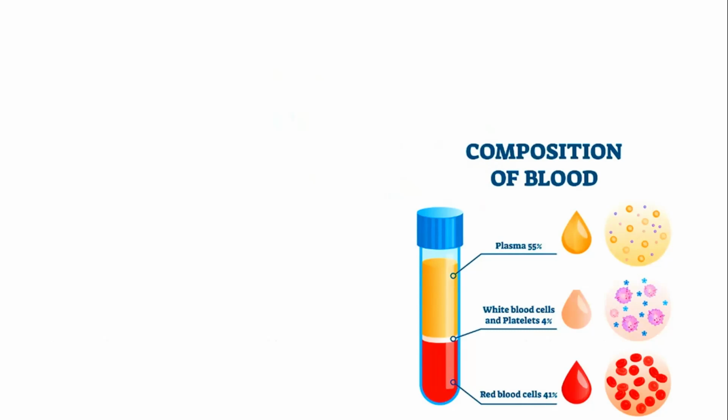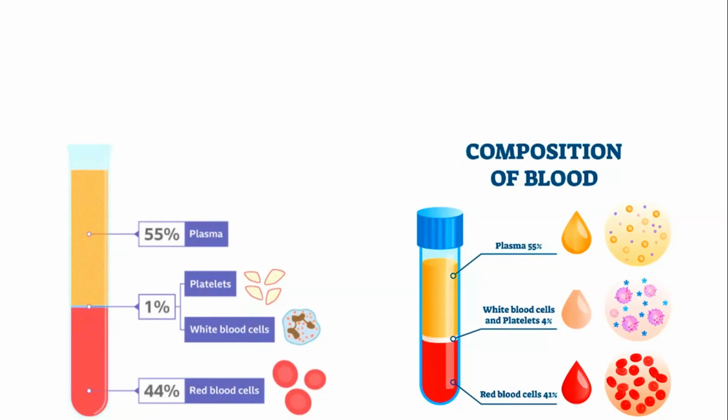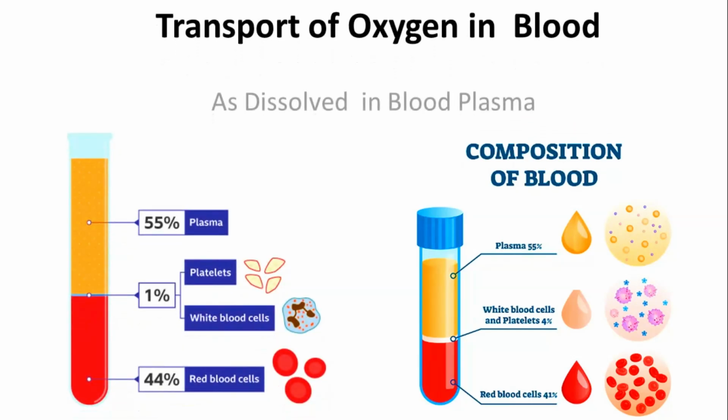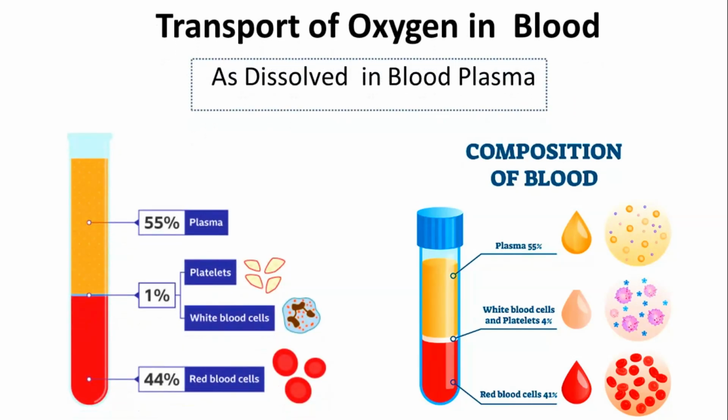Now that we have discussed the transport of oxygen as oxyhemoglobin, let's discuss how oxygen is transported as dissolved in the blood plasma. So we know the composition of our blood. Our blood consists of three main parts. The first part is the blood plasma, which is the liquid portion of the blood. And then there are red blood cells, white blood cells, platelets.